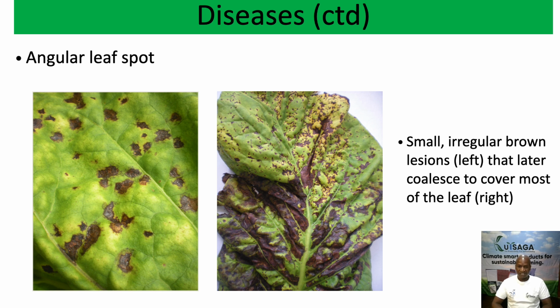Another seedbed disease that you find is angular leaf spot. This one is mainly a problem in the conventional system, where you start off with irregular brown lesions that coalesce or enlarge and form large areas of dead tissues. And ultimately, again, the seedlings die. The problem with this disease is that you can actually transfer the infected seedlings into the field, and this will cause larger mortality in the field.